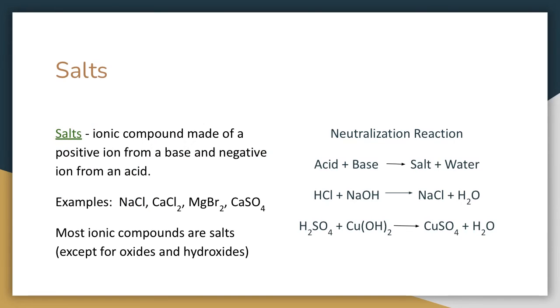CaCl2, metal, nonmetal, metal, nonmetal, metal, nonmetal. Calcium sulfate, metal, nonmetal. Most ionic compounds are salts, except for oxides and hydroxides. So hydroxides would then be a base, oxides would then be the anhydrides. And these are created from the neutralization reaction, where we take an acid plus a base. It yields salt and water, like hydrochloric acid plus sodium hydroxide yields a salt in sodium chloride and water.